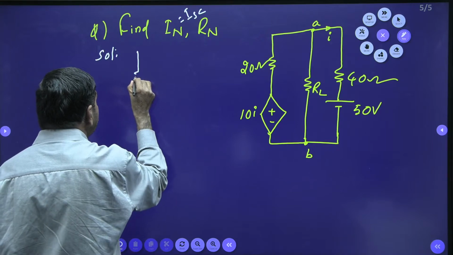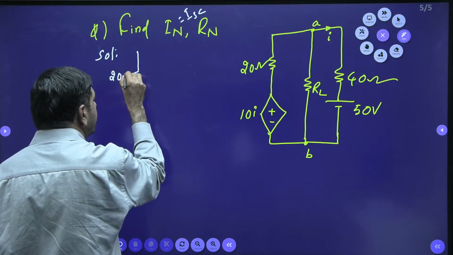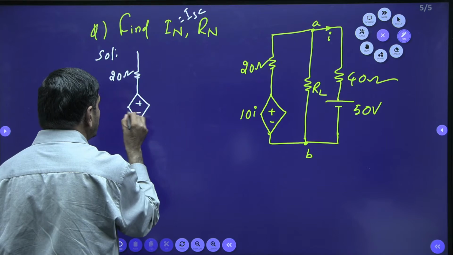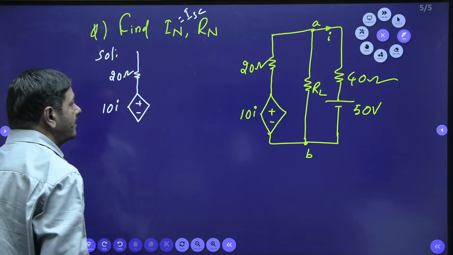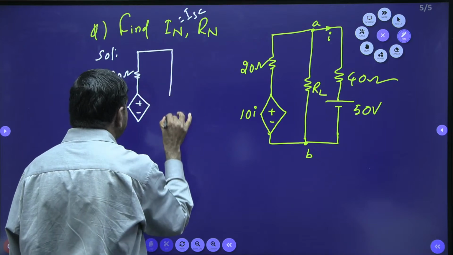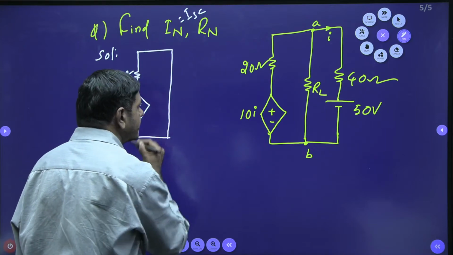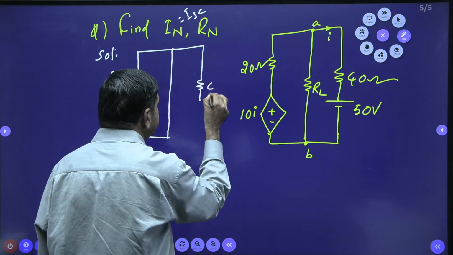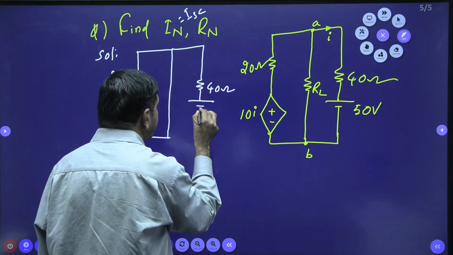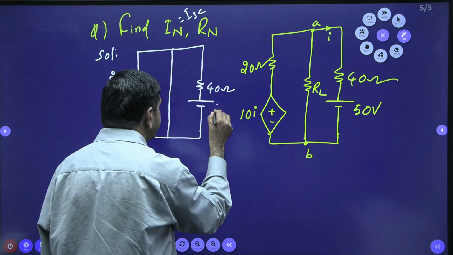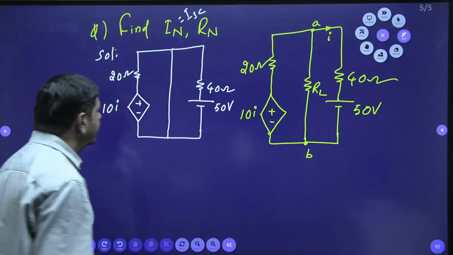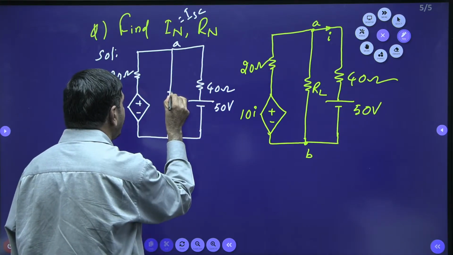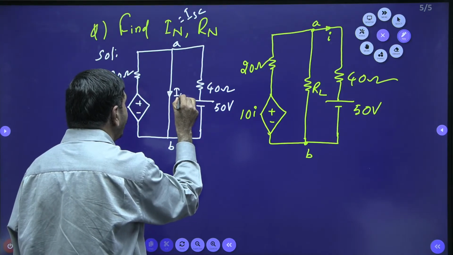There is a 20 ohm resistor here and here connected with a 10I. This is a voltage source, 10I is given here. The load is to be shorted, I said. Yes, that is shorted like this. A 40 ohm resistor is connected here. Here a voltage source of 50 volts is connected. The current passing through this AB is to be taken as what? IN or ISC.